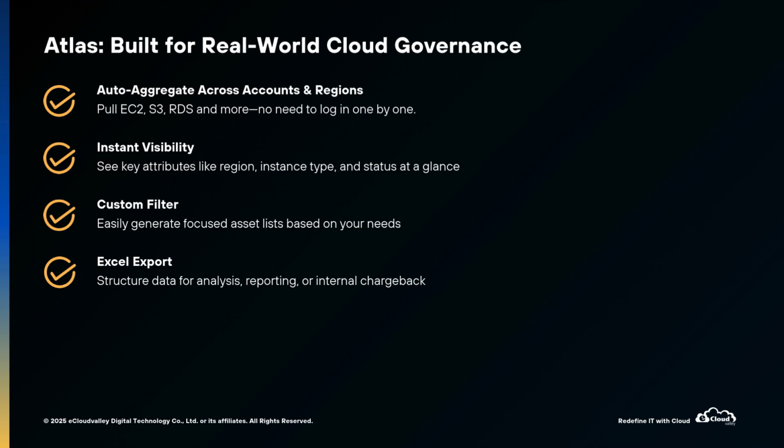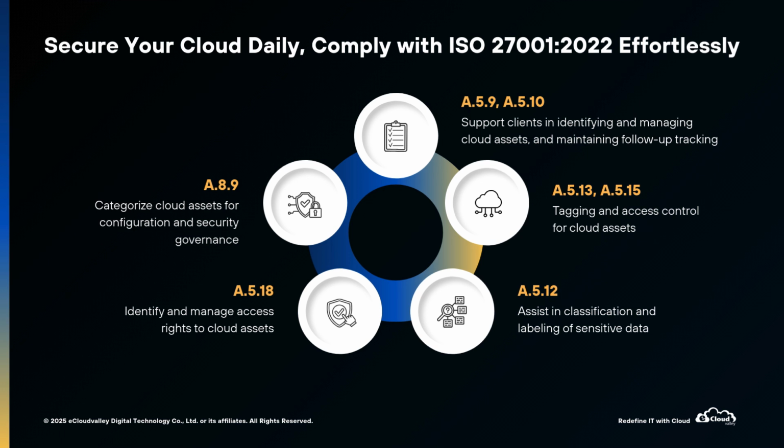Second, it presents key information instantly, such as region, type, and status, so you can grasp the essentials at a glance. Third, you can apply custom filters to quickly generate targeted asset lists, keeping your focus on what matters most. Finally, Atlas supports exporting data directly to Excel, making follow-up analysis, reporting, or internal cost allocation much more efficient. In short, Atlas is not just a tool, it's a solution that enables you to regain full visibility and control of your cloud assets. Cloud asset governance is not just about cost control, it also involves security and compliance.